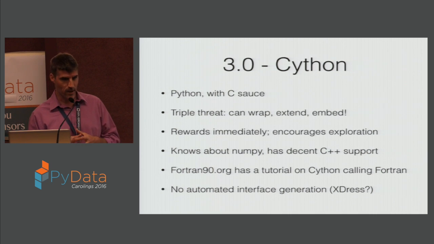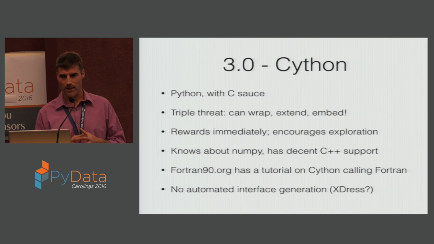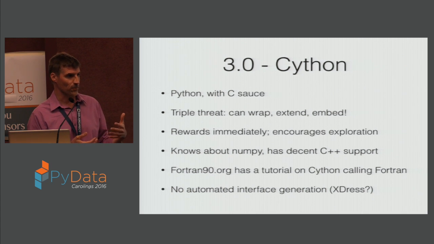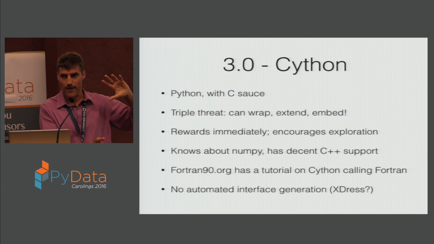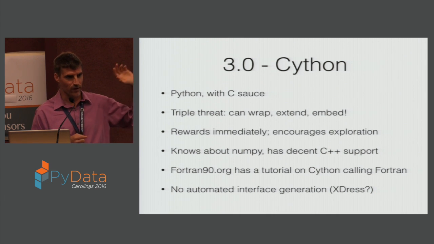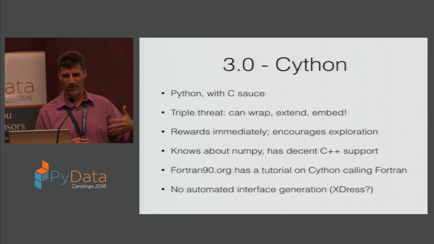So one of the knocks against Cython is that there's no automated interface generation. I mentioned before a couple of tools, CFFI and SWIG, that can both take a big batch of header files and build interfaces for you. So if you have that library I mentioned before that has 500 functions in it, you don't want to have to handwrite interfaces to each one of them. So that's something that the other tools have that Cython does not have yet.